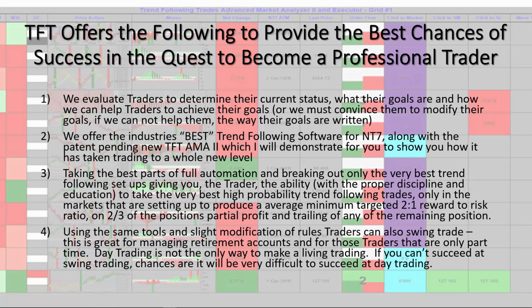TFT offers the following to provide the best chance of success in the quest to become a professional trader. One of the first things we do is evaluate a trader, determine their current status and what their goals are, and how we can help them achieve those goals, or we have to convince you to modify your goals if we can't help you the way they're written.